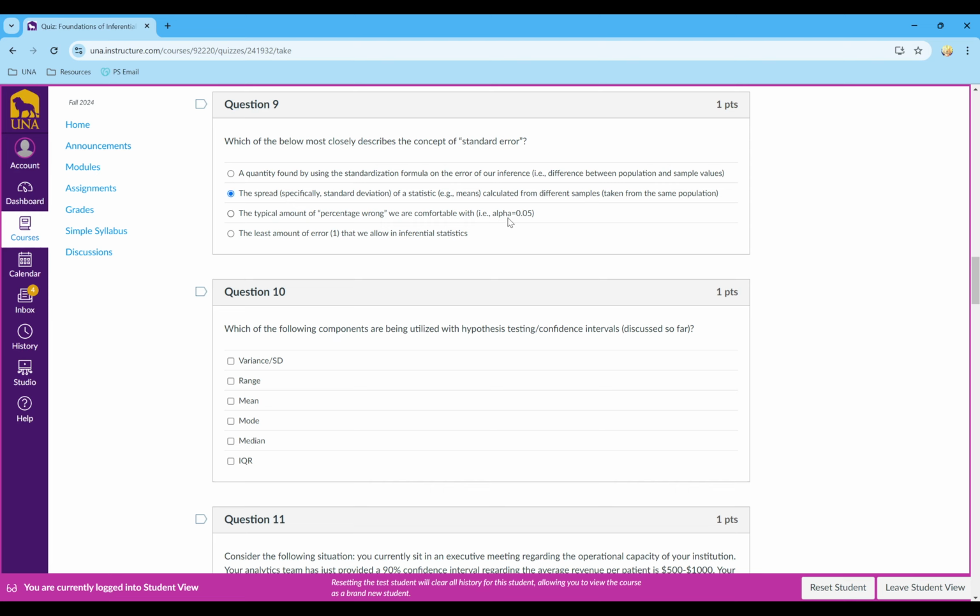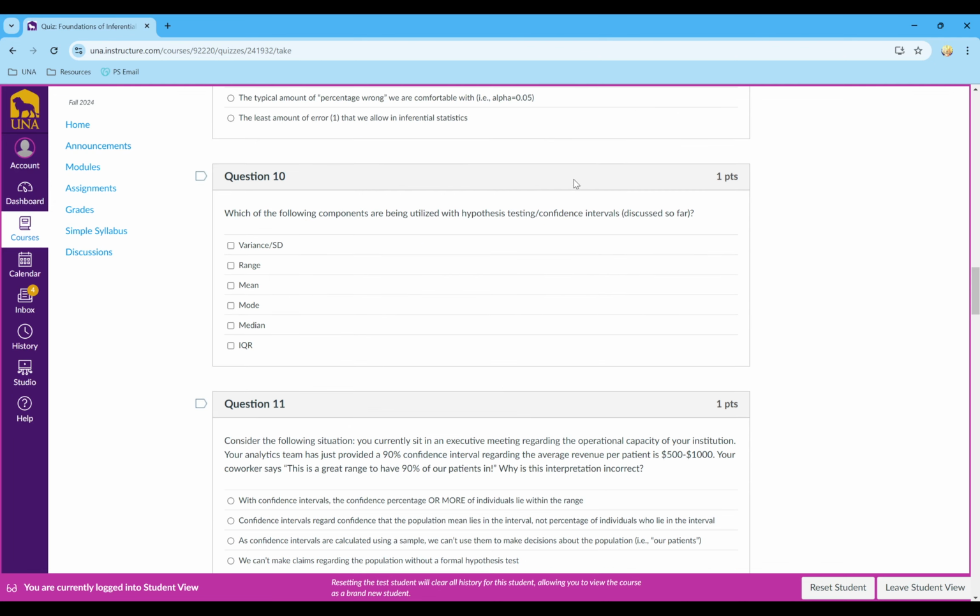Percentage wrong we're comfortable with? Nah, that's our type 1 error rate. Least amount of error that we allow in inferential statistics? I don't know what that is. I guess maybe that's the nominal error rate. I don't know. Anyway, yeah, the standard deviation of a statistic. Again, we typically do means, e.g., exempli gratia, that means it's one example. What we typically do, taken from different samples, all from the same population.